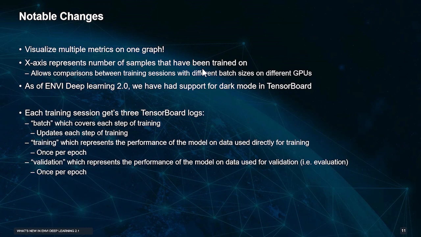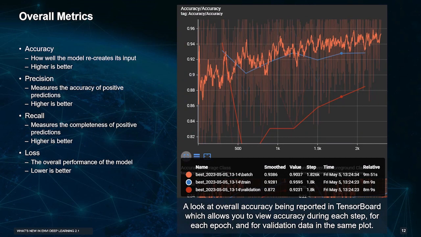Let's go ahead and take a look at what some of the metrics actually look like. First, we have our overall metrics. These are indicators of the general performance of your model and summarize the overall behavior rather than more specific information like per class precision, accuracy, and recall. We'll get to that in just a second. Here we have accuracy, precision, recall, and loss. You want accuracy, precision, and recall to be increasing as you train and loss to be decreasing.